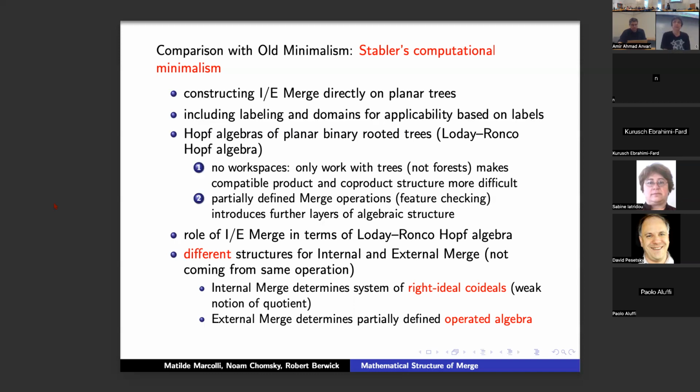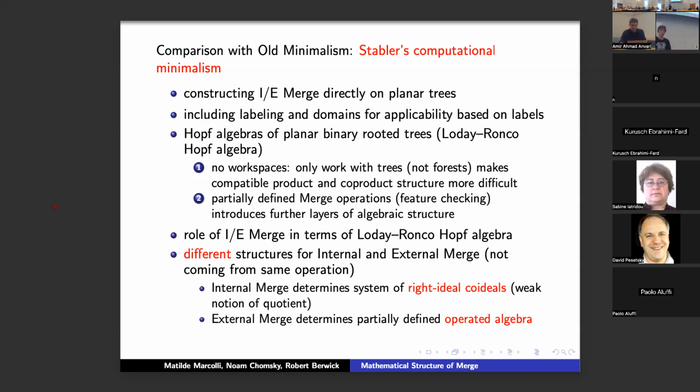One is the fact that in the older version, you only work with planar trees. So you don't have this symmetric part first and then externalization that planarizes the trees. You start directly with trees that are planar. That's one main difference. And the other main difference is that you have no workspaces. So you never take these forests, you always only work with trees, you never have the forest.